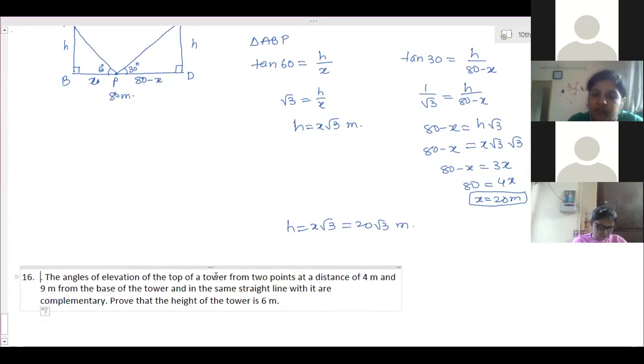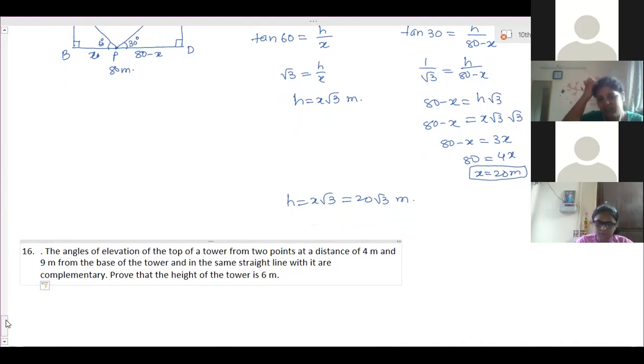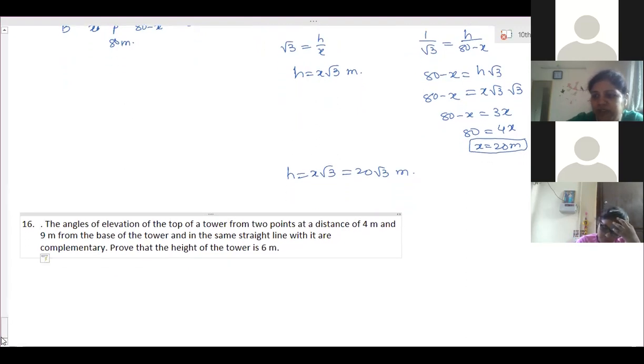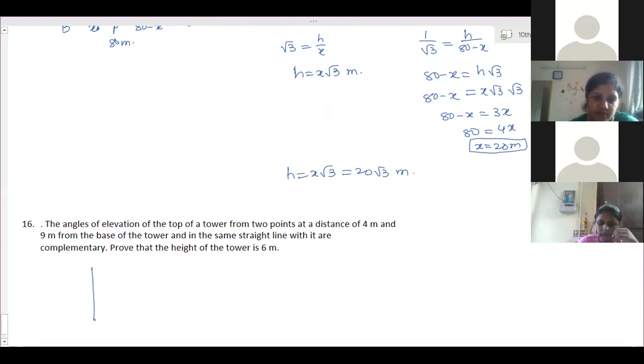The angle of elevation of the top of a tower from two points at a distance of 4 meters and 9 meters from the base of the tower, on the same straight line with it, are complementary. So those two angles are complementary. They have not given the angles, but they have told that those are complementary angles. This is a tower, on the same straight line there are 2 points.